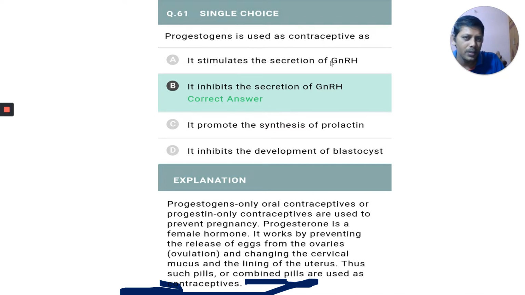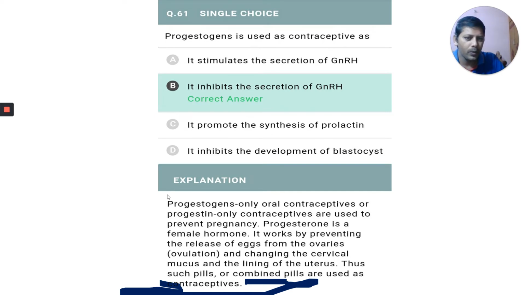Progestogens are used as a contraceptive as it inhibits the secretion of GnRH. As long as this hormone is given, that means there is a pregnancy. It is a pregnancy-sustaining hormone; it avoids abortions. When progesterone levels drop, it leads to menstruation. When they are taking a progesterone tablet, pregnancy is maintained in the body. Therefore, ovulation does not take place.